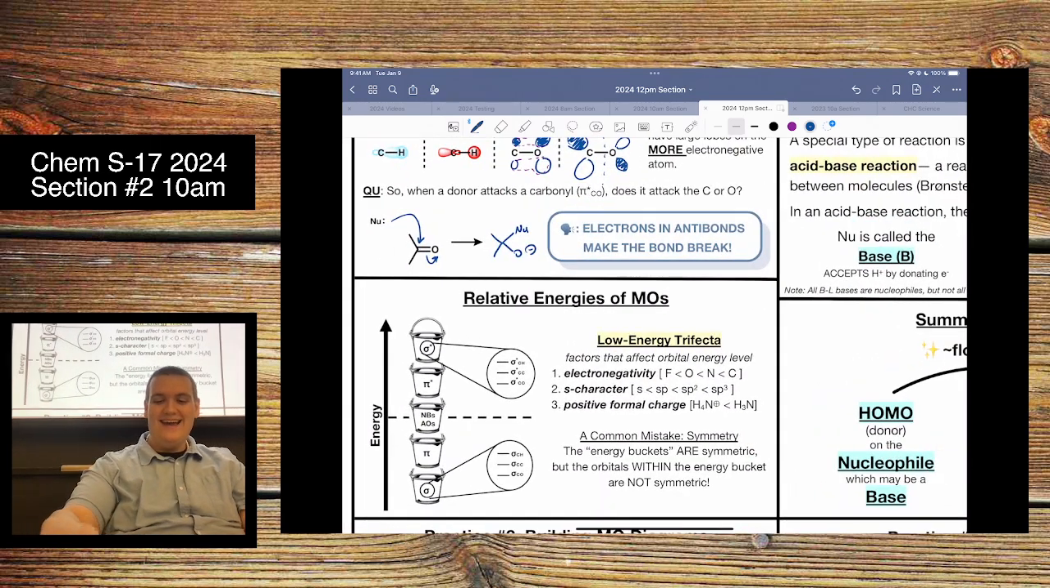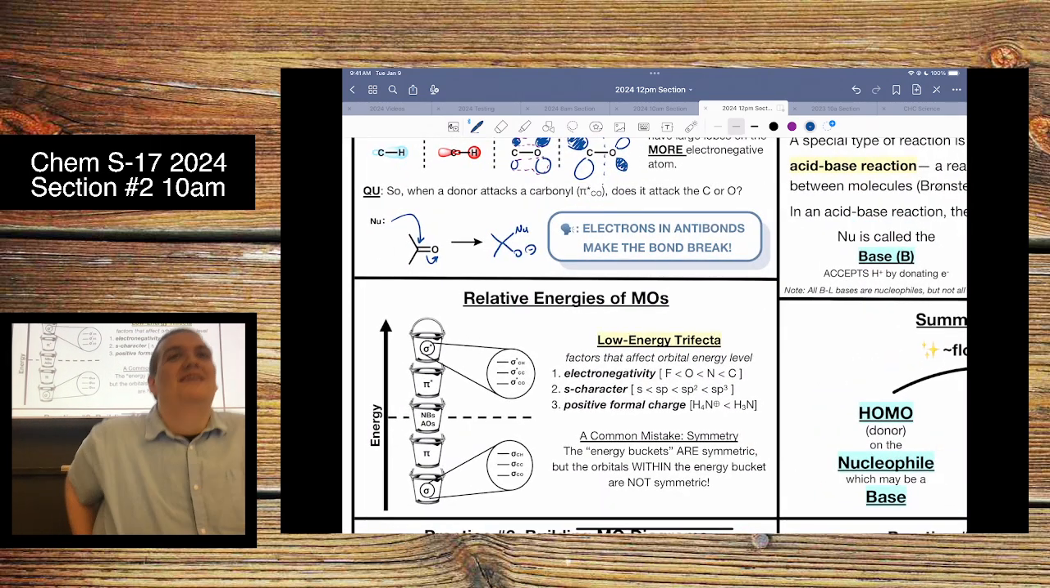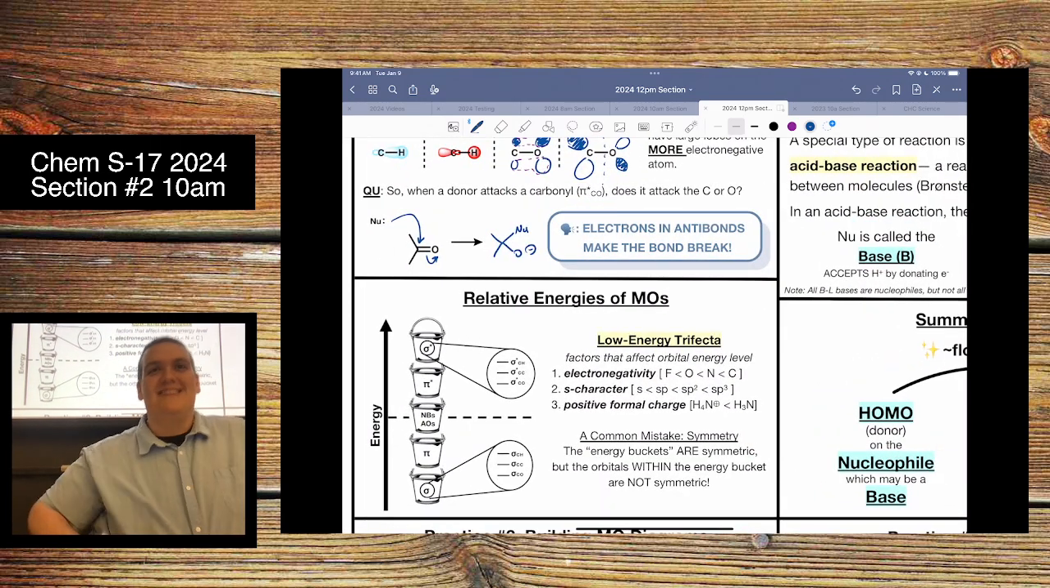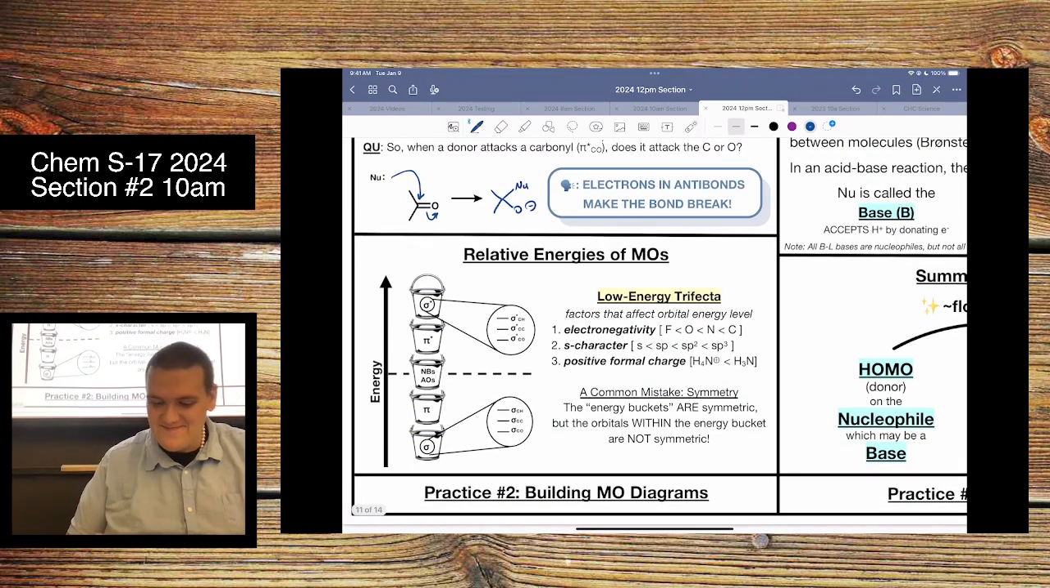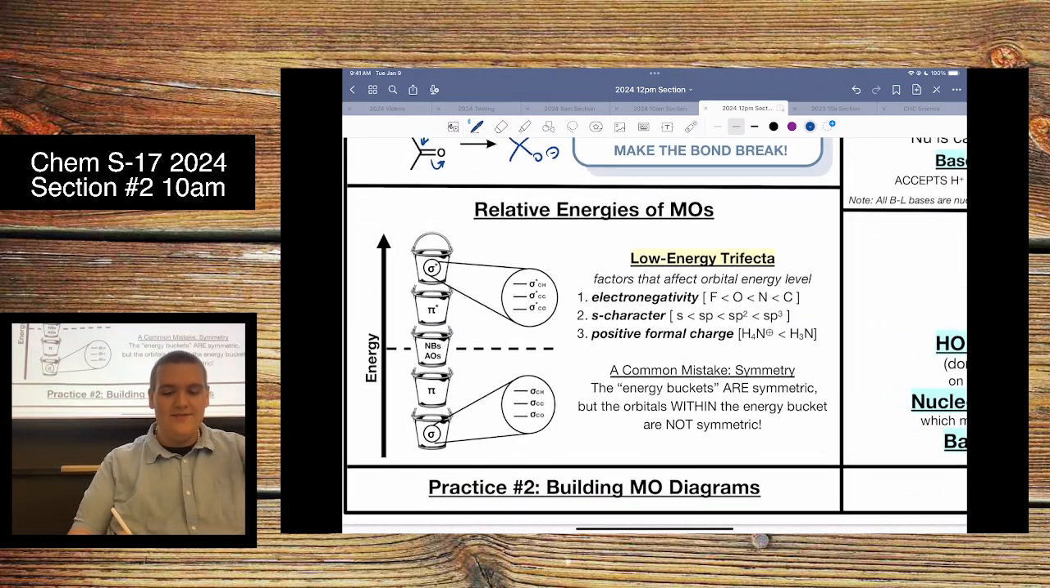And so, yes, this is the first of many call and response chants that we will do in section, which I know is so much. Welcome.